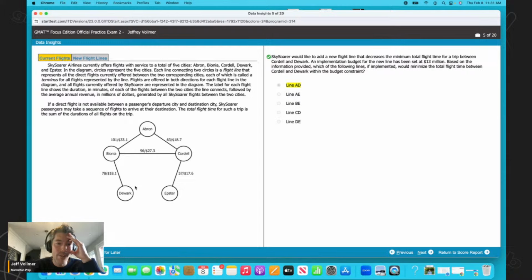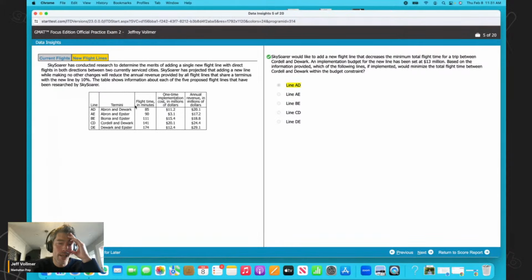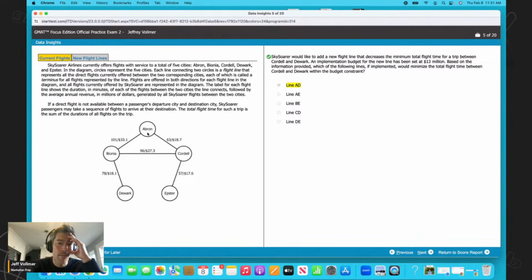Does line AD do it? No. Line AD, 85 minutes. Yes, that did do it. If I add line, I see what we're doing. There's no wonder I missed the next problem. If line AD is 85 minutes, now I can get from C to D in less time. I go 63 plus 85.